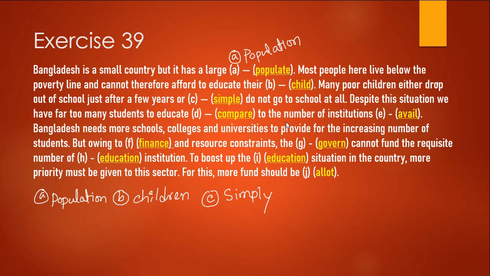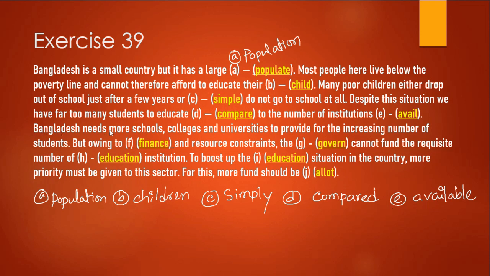Despite this situation, we have far too many students to educate compared to the number of institutions. So D number answer will be compared to the number of institution available. So E number is available. Okay, so up to 5, that means E we have completed.